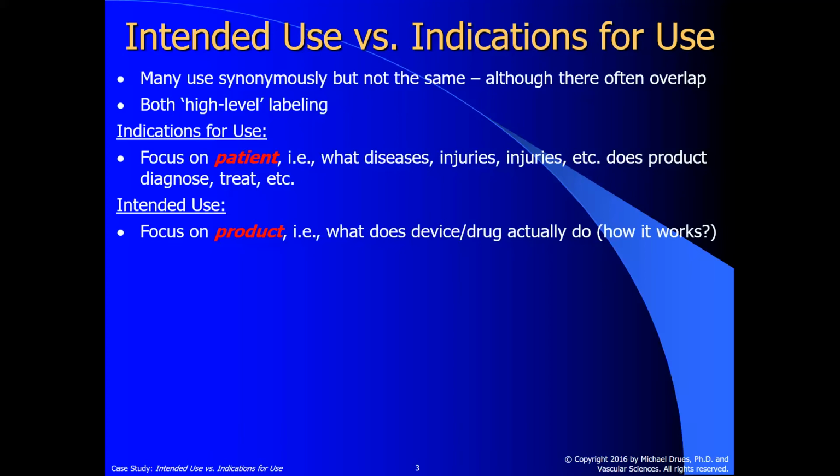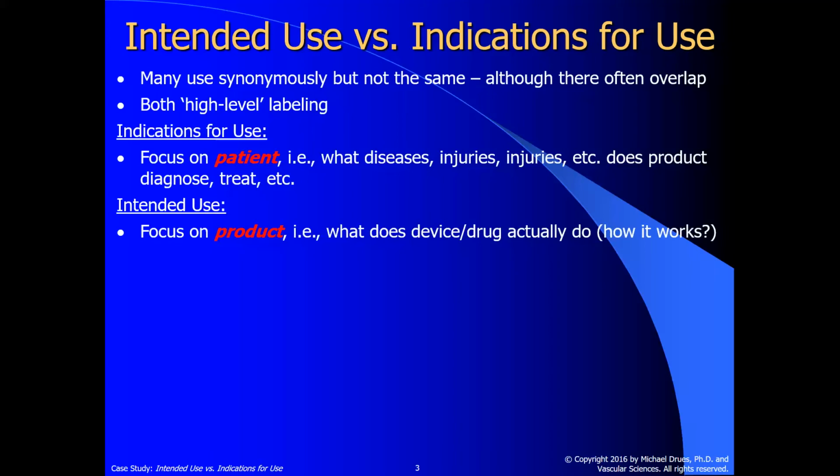In some cases, we might want to include the mechanism of action, in other words, how the medical device or drug works, in the intended use statement. There are sometimes advantages and disadvantages to doing that. I won't get into that here, but sometimes that is included in the intended use statement. So to recap, indication for use, that focuses on the patient. Intended use, that focuses on the product.